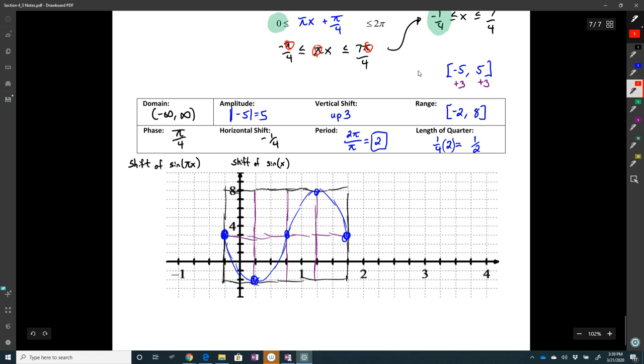And if you want to extend it, you just extend the idea. Over 2, back to the middle. Over 2, back up top. Over 2, back to the middle. Over 2, back down here. Over 2, up top. Over 2, back to the middle. And so you can just keep graphing the sine wave.